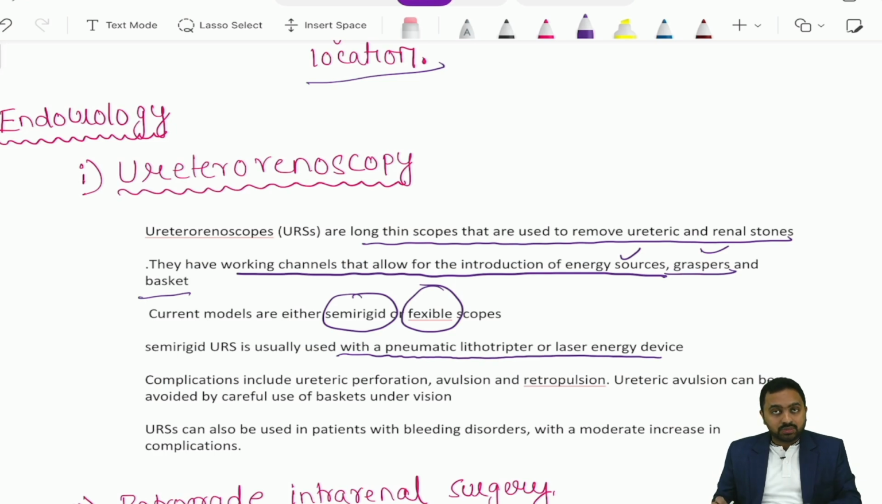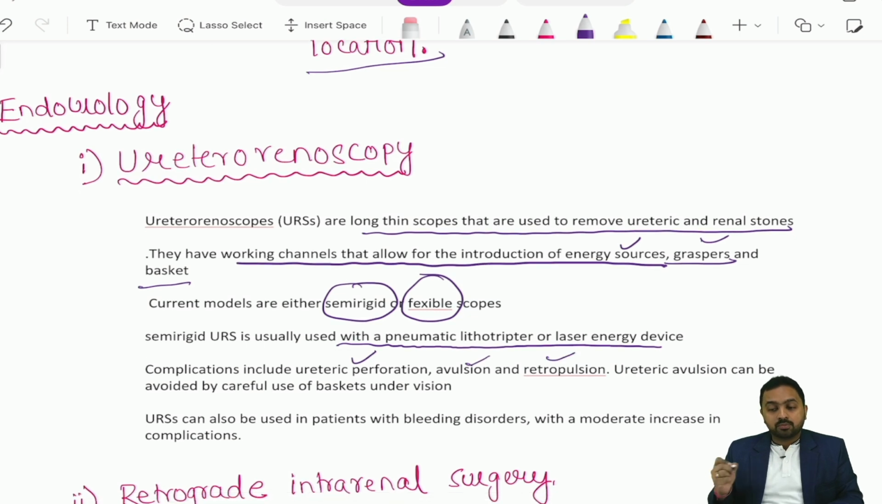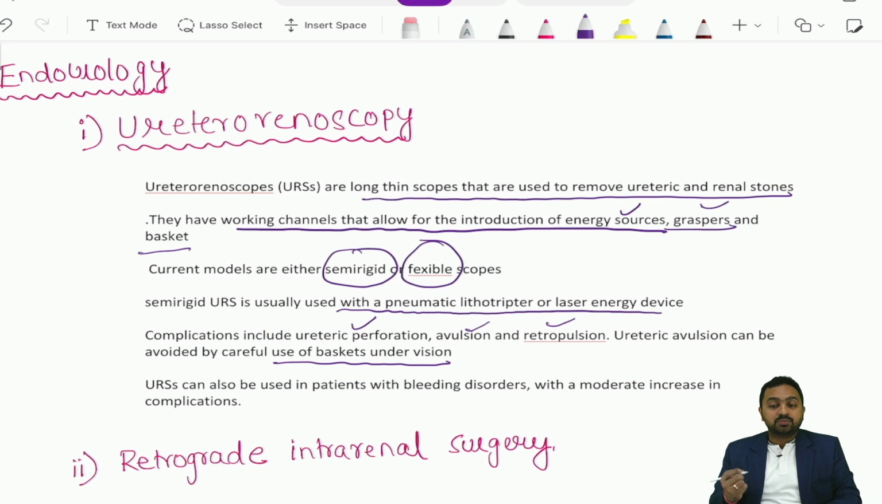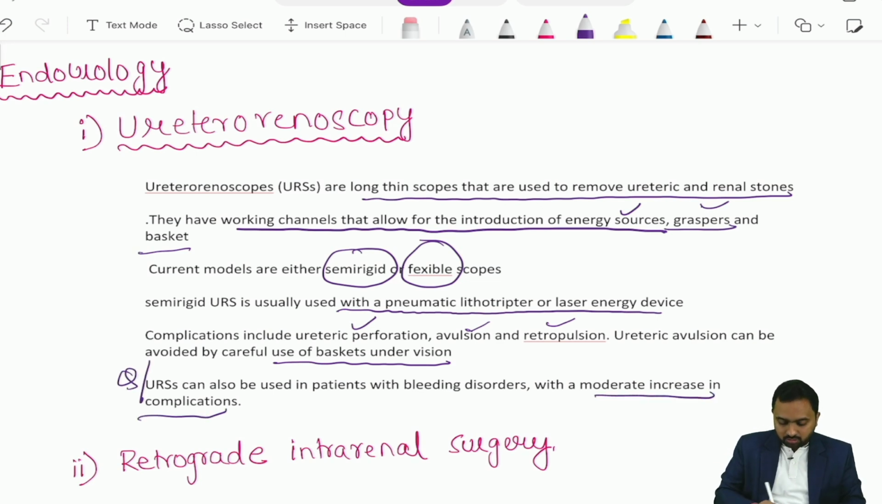Now the various complications would include perforation, avulsion, and retropulsion, right, and ureteric avulsion can be avoided by use of baskets under vision. They can also be used in patients with bleeding disorders with a moderate increase in complications. So these are a few important points that you need to remember regarding your ureteroscopy.